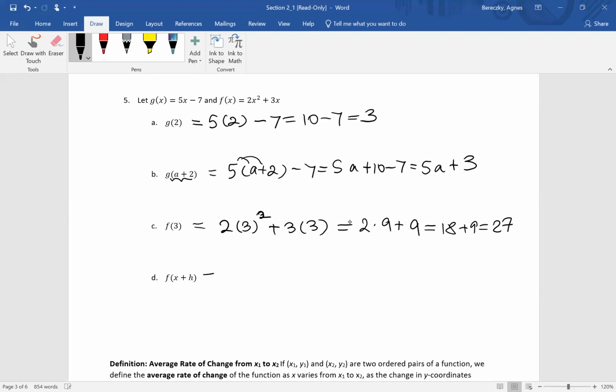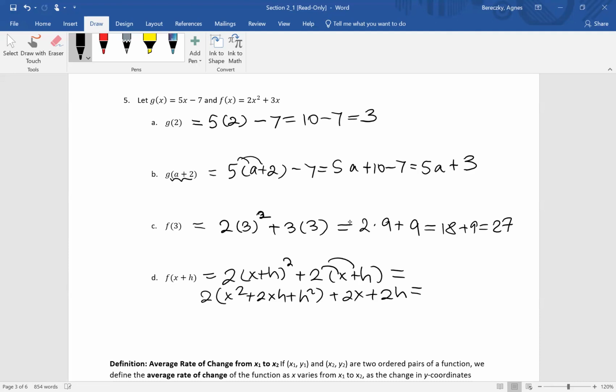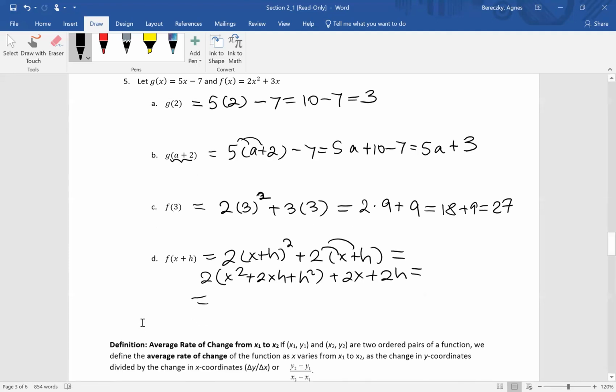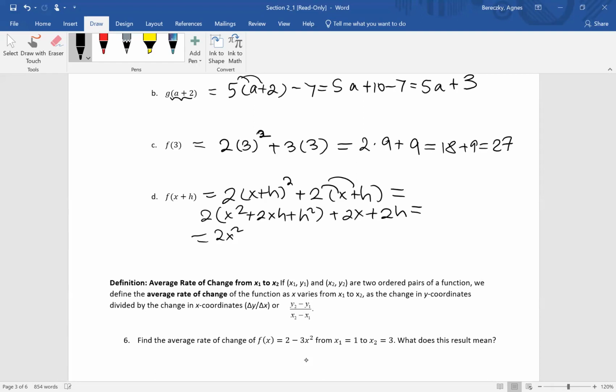f of x plus h means we're plugging in x plus h in place of x in function f, and then we simplify. So x plus h squared is a square of a binomial sum. Hopefully you remember this from algebra. Distribute the 2. And we will just keep simplifying. 2x squared plus 4xh plus 2h squared plus 2x plus 2h.